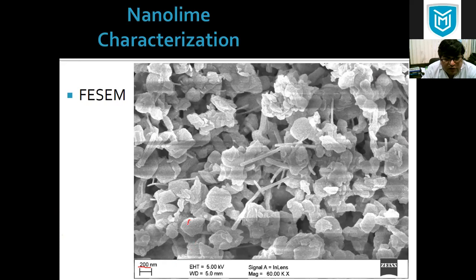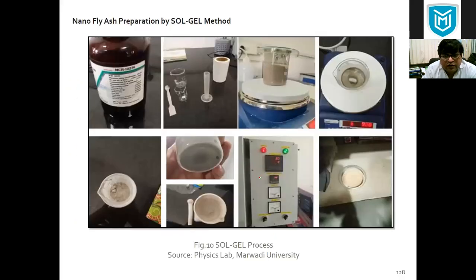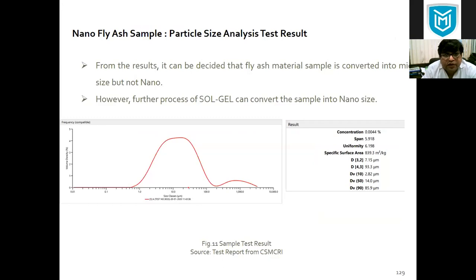So approximately this much is more than that, but this particle is around hundreds or 50 nanometer. So we could make it up to nano level. So this is the nanolime. And that is the sol-gel method we used. So fly ash also, and that is the entire process of how we made it.